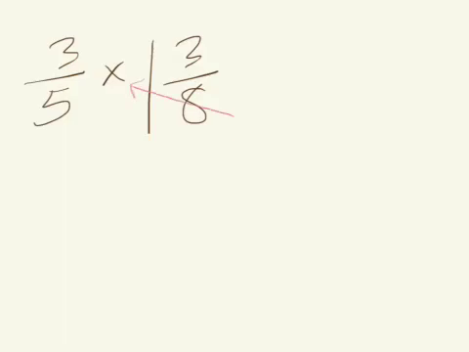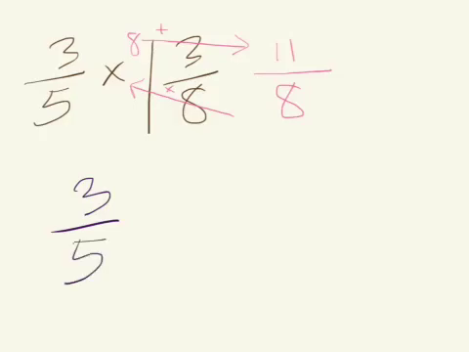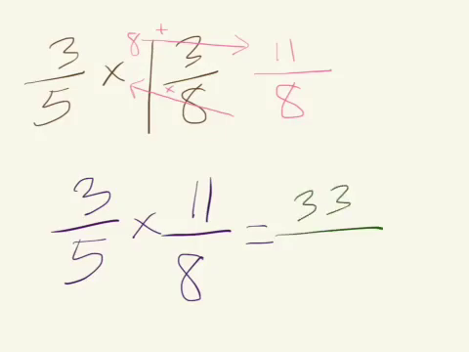So 8 times 1 is 8, and 8 plus 3 is 11. So 11/8. Okay, so now I can rewrite my problem as 3/5 times 11/8. Okay, let's see what happens when we follow our rules of multiplying fractions. So straight across the top, 3 times 11. And across the bottom, 5 times 8.